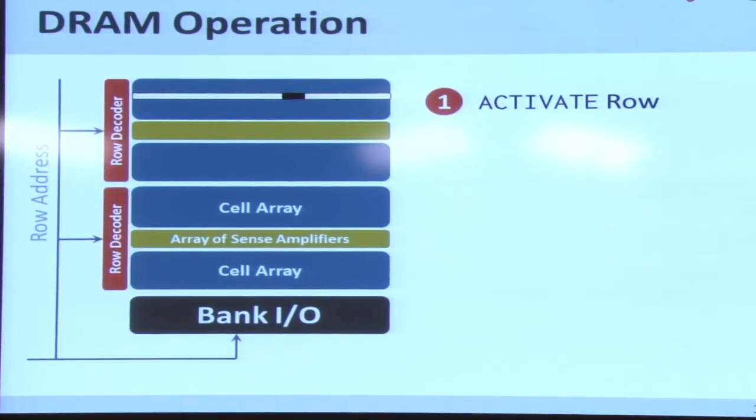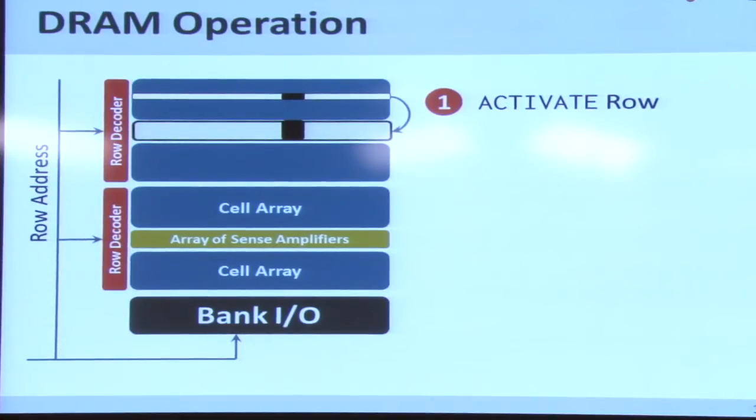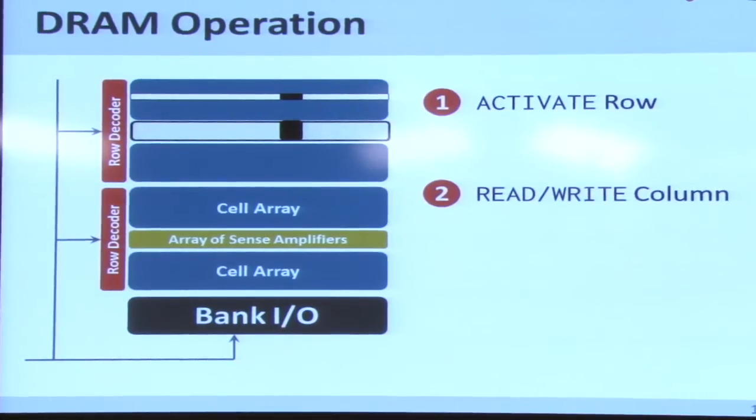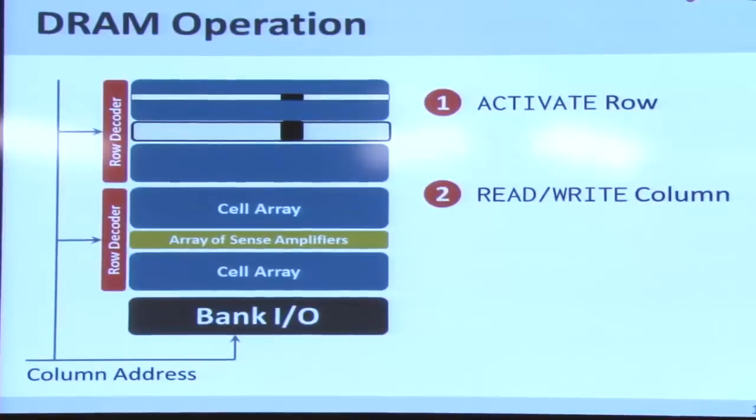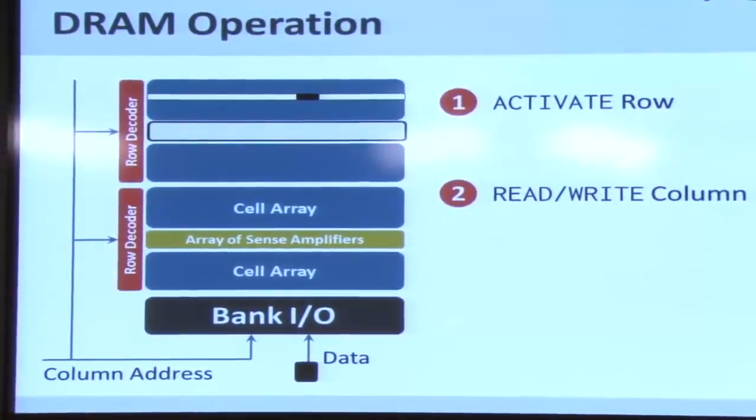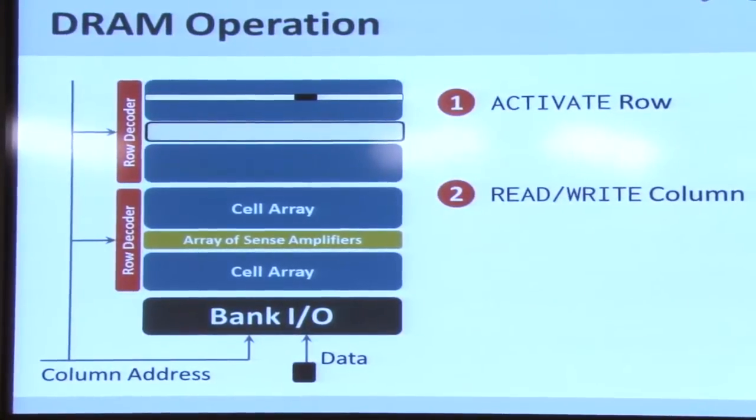And what that does is it copies the data from that row of DRAM cells to the corresponding array of sense amplifiers. Then the next step is to access the cache line that we want. Again, the memory controller identifies which column that particular cache line is in, and issues a read or a write command to that column. What this does is it sends the column address to the bank I/O logic, and the bank I/O logic reads the corresponding column of data and sends it out of the bank through the memory channel to the memory controller.